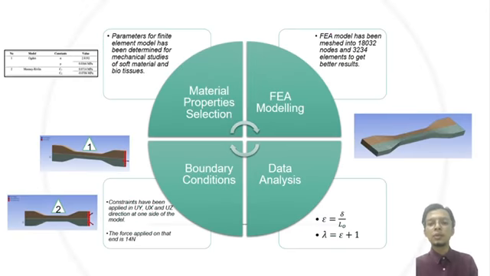For material property selection, mechanical study of soft materials and biotissues, parameters for the finite element model have been determined, while for FEA modeling, the model has been meshed into 18,032 nodes and also 3,234 elements to get better results. Next, to create the boundary conditions, constraints have been applied in UX, UY and UZ direction at one side of the model. At the end of the model, a directional force or load is applied.